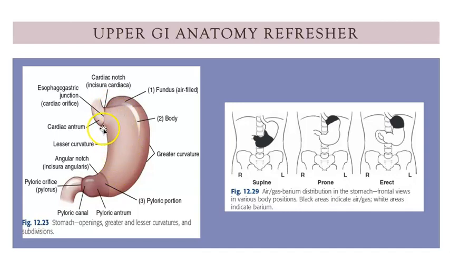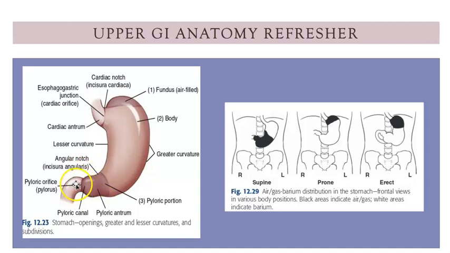The fundus is the most superior part of the stomach, with the rest of it being the body. The inner curvature is the lesser curvature, and the outer one is the greater curvature. Here we see the pylorus, namely the pyloric portion, which has an antrum, a canal, and then of course an orifice here. And down here we see the angular notch.